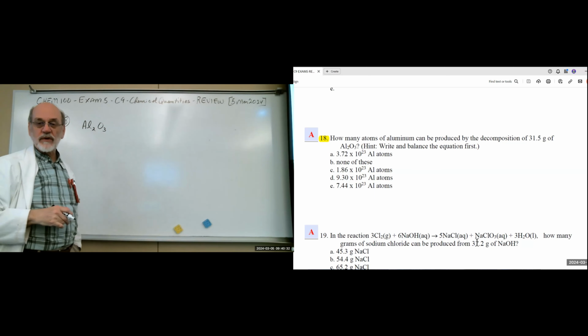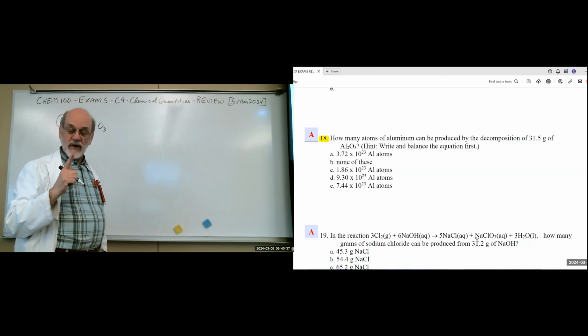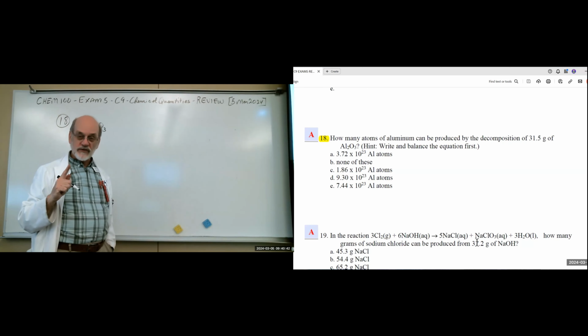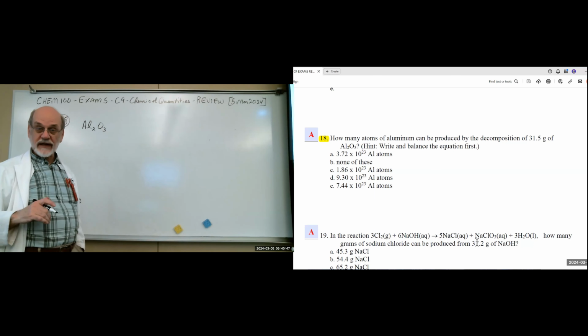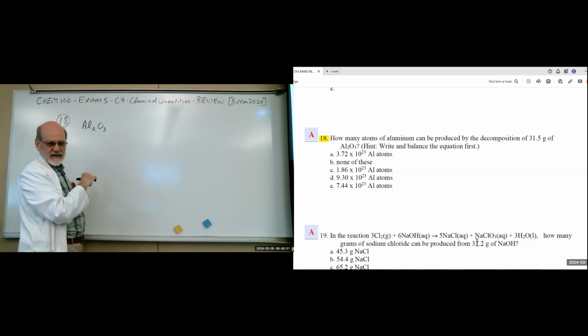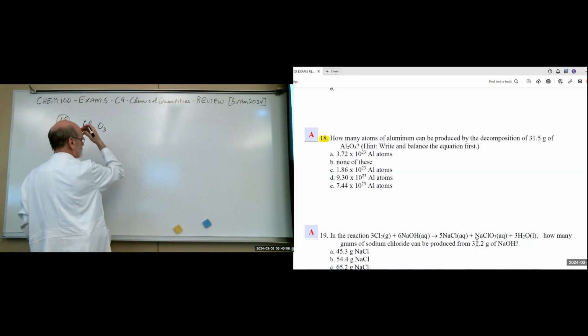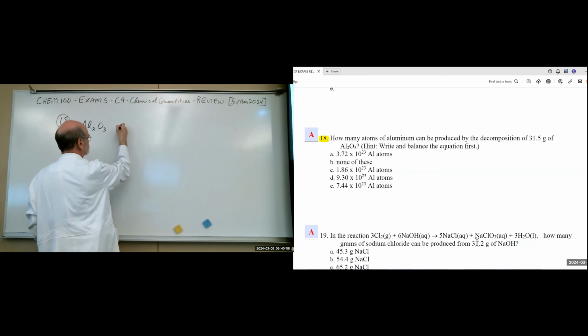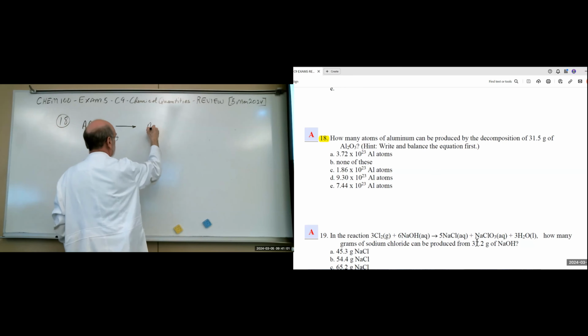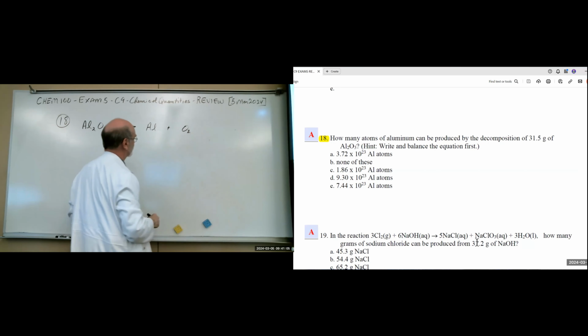Now, why don't we say aluminum 3 oxide? Because aluminum only has 1 possible charge. It's a type 1, not a type 2 compound. So we don't say aluminum 3, that's redundant. We say aluminum oxide, and that's all you need. This is going to be decomposed. Let's see, it doesn't care about the state. All right, so we're going to get aluminum and oxygen.